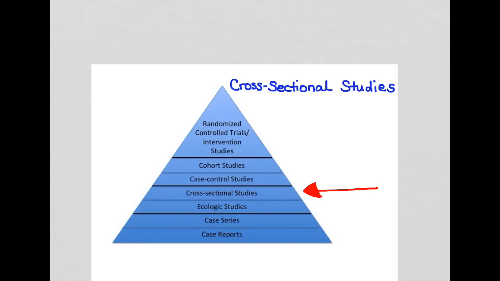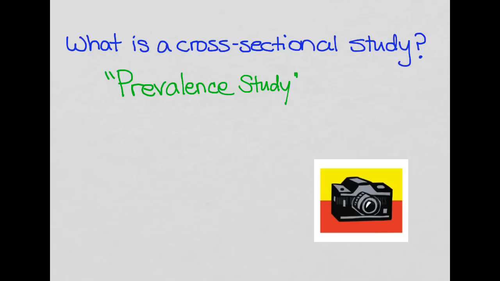So the next type of study that we're going to talk about is a cross-sectional study. And you can see here on the evidence hierarchy again that we are slowly moving up the hierarchy. So cross-sectional studies provide a little bit better evidence than ecologic studies. And so we're going to talk about why that is. So what is a cross-sectional study?